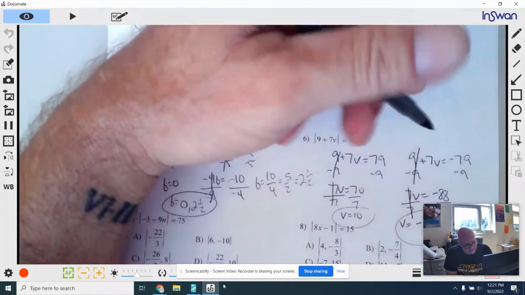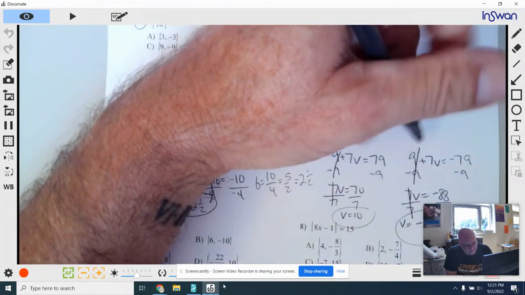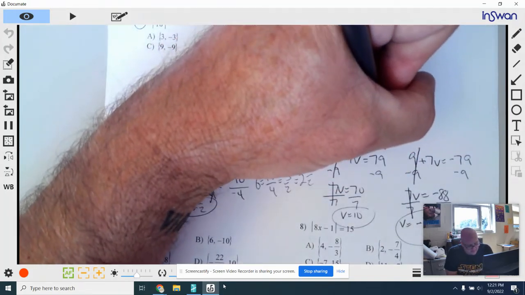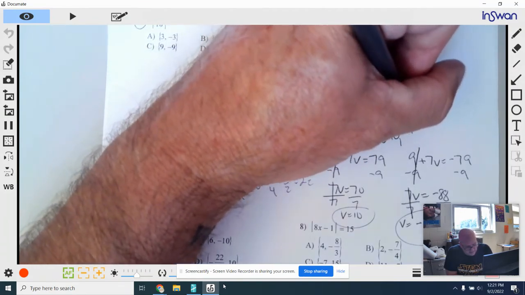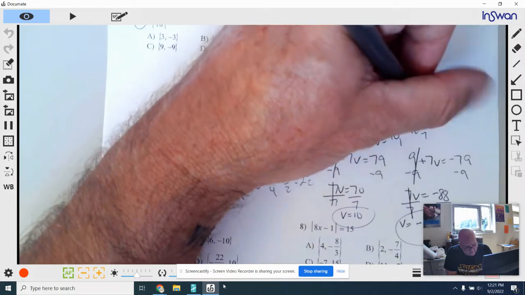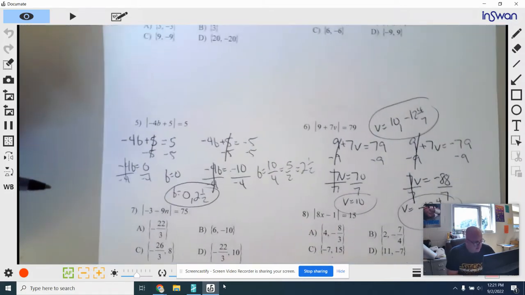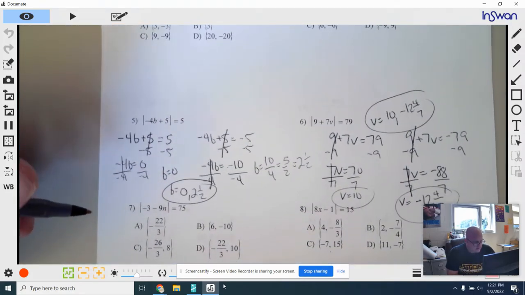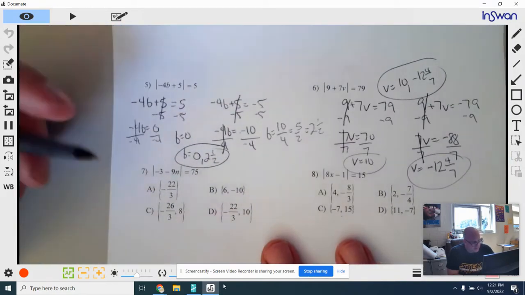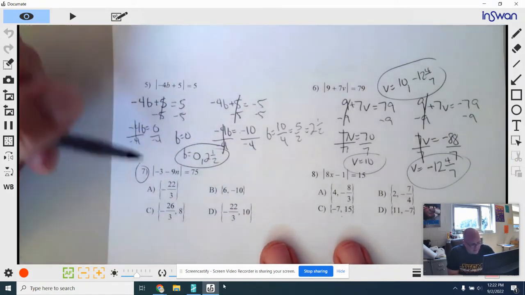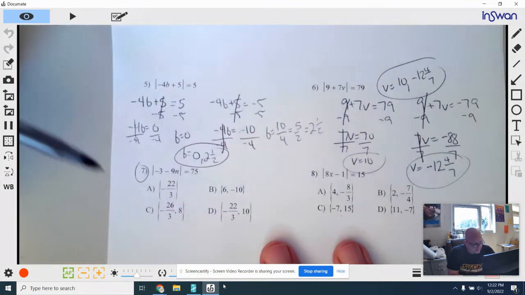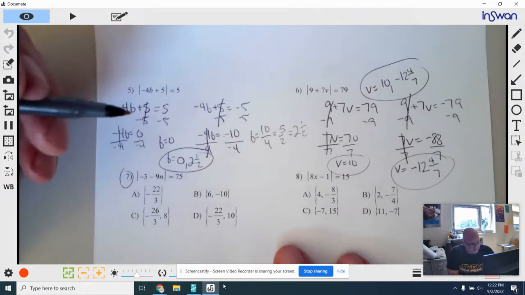Okay, so today we're going to have some funky fractions on some of these. So v equals, I'll put my answer up here, 10 and negative 12 and 4 sevenths. All right, let's go to number 7. You guys do number 7 on your own. Notice they left their answers as improper fractions, so they didn't change it to a mixed number like we did, but just pay attention to that.